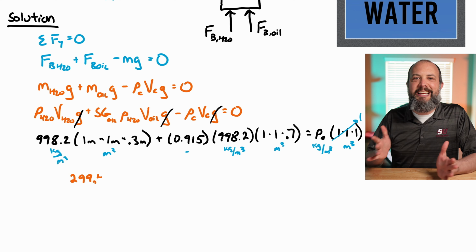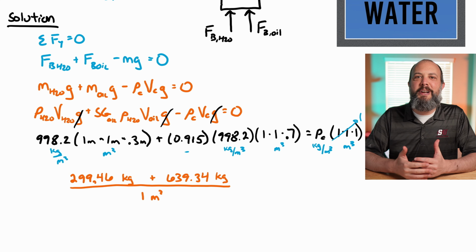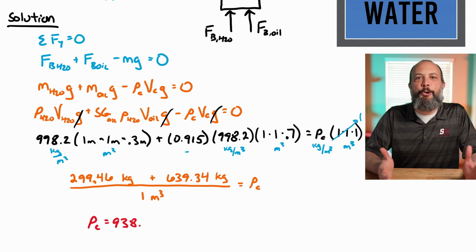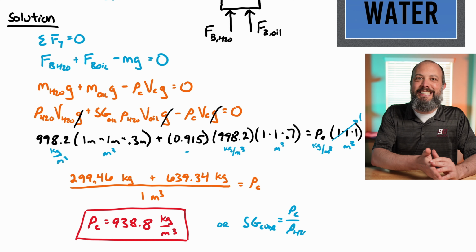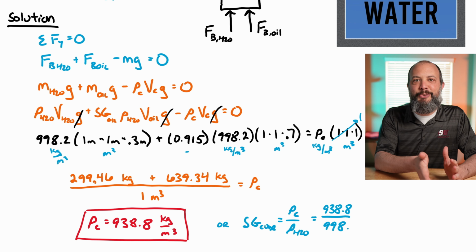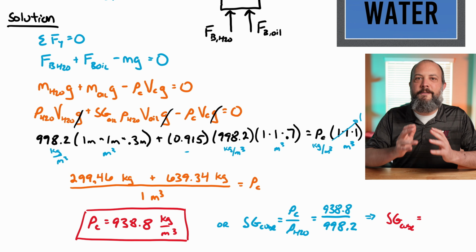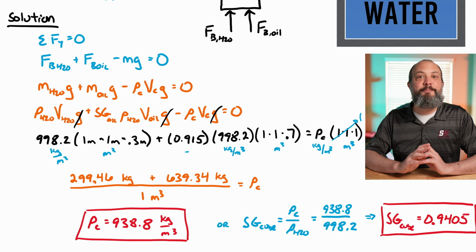And a little bit of algebra, and that gets to a density of the cube, 938.8 kilograms per meter cubed. And if we wanted specific gravity, we can divide that number by the density of water, 998.2, and get 0.9405 as the unitless specific gravity.